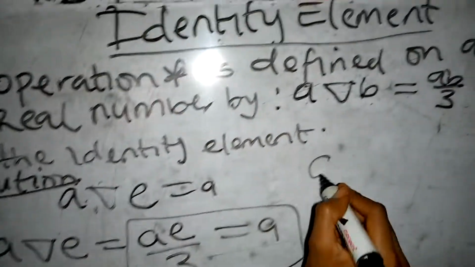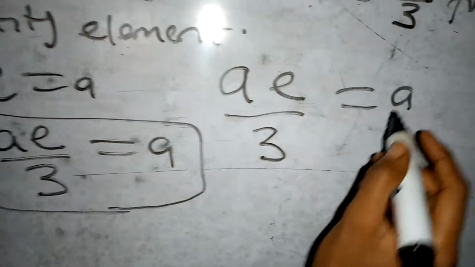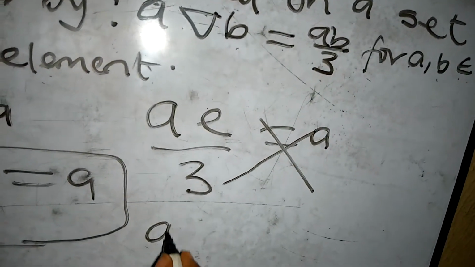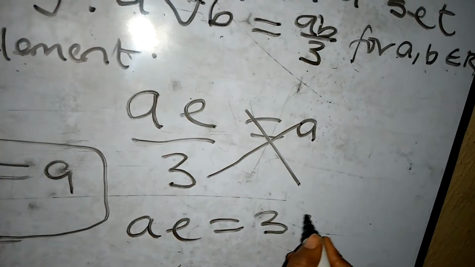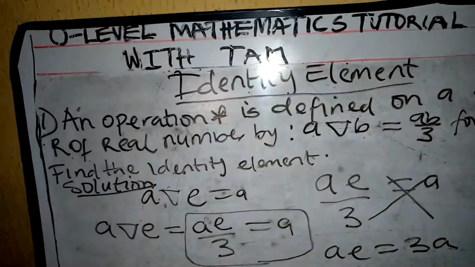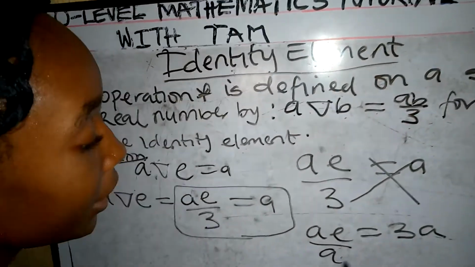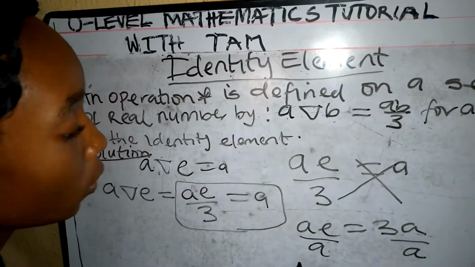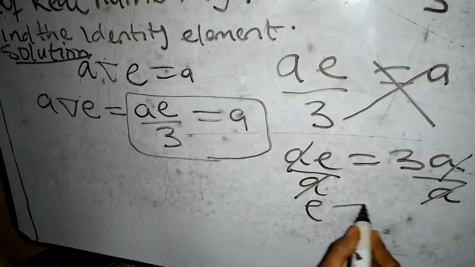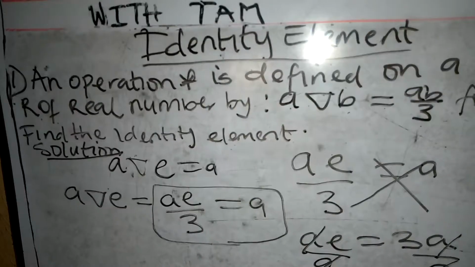So AE over 3 equals A. Cross multiply. So it will be AE equals 3A. Now we are looking for the identity element, which is E. So you divide both sides by A. A cancels A. The identity element is what? 3. Therefore, the identity element is 3.